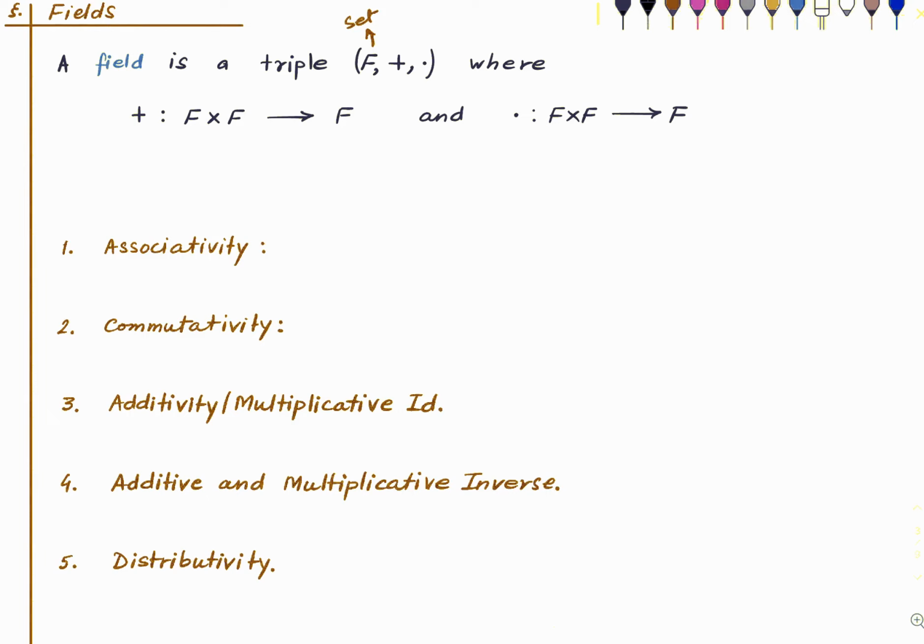So a field is a triple where F is a non-empty set, and these are two functions which consume a pair of elements of the set F and produce an element of the set F. This is called the addition function and this is called the multiplication function. The names don't change. Okay.